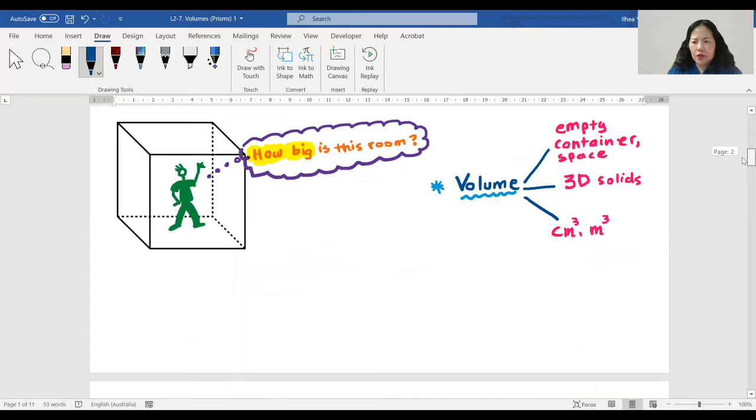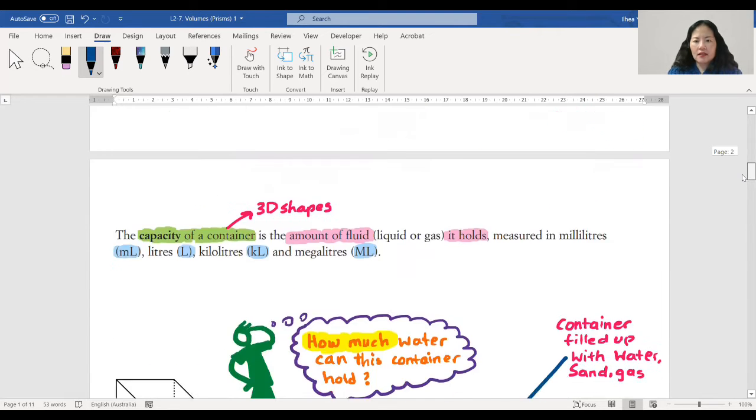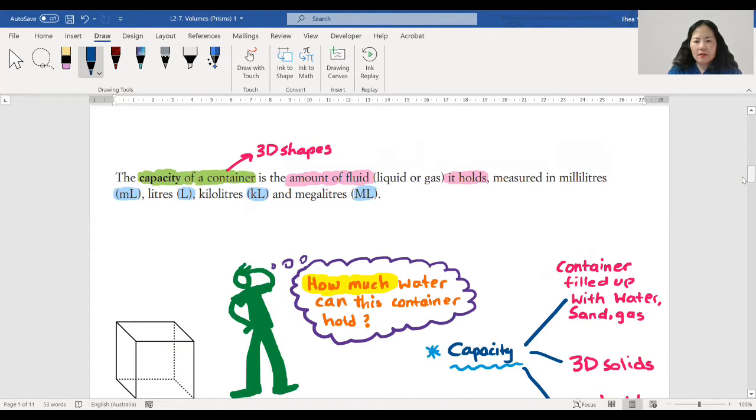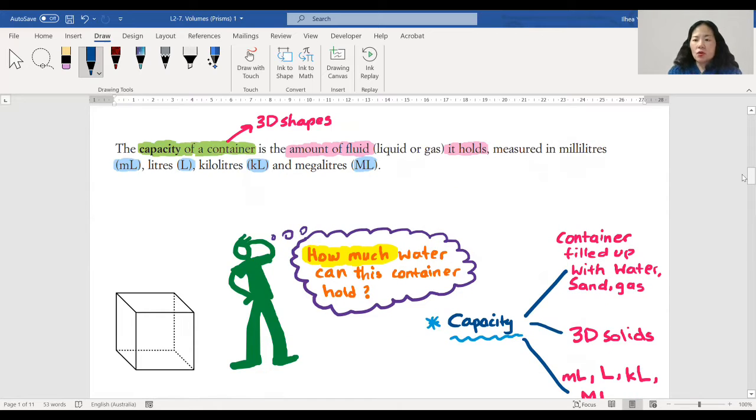Now, with volume, there's another thing coming along, like brothers and sisters sort of type, can't go without. It's called capacity. Capacity of a container, again, this is telling us it's a 3D shape. Capacity only goes with volume. Capacity doesn't go with area. Capacity is the amount of fluid it holds, like water, gas or sand, that fills up the container. It uses measurements such as milliliters, liters, kiloliters, and megaliters.